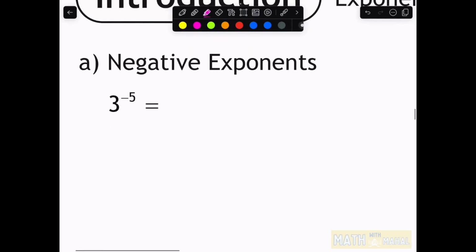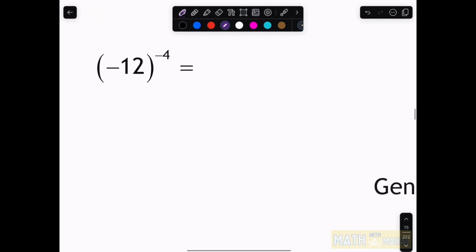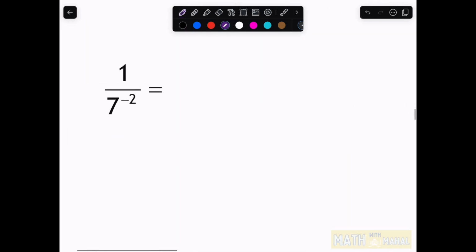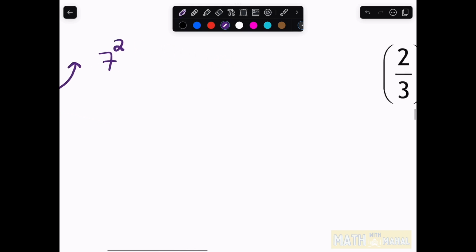Okay, let's try some examples. Okay, so for our first one, we've got an exponent of -5. We do not like that negative exponent, so that is going to go right here. With this one here, same idea, we're going to put the whole base underneath. That -12 is getting a hug, and now the exponent is positive. In this one, we're gonna go the other way. So if it's a negative exponent on the bottom, we can do the opposite and bring it up. So that becomes a positive exponent of 7 to the power of 2.